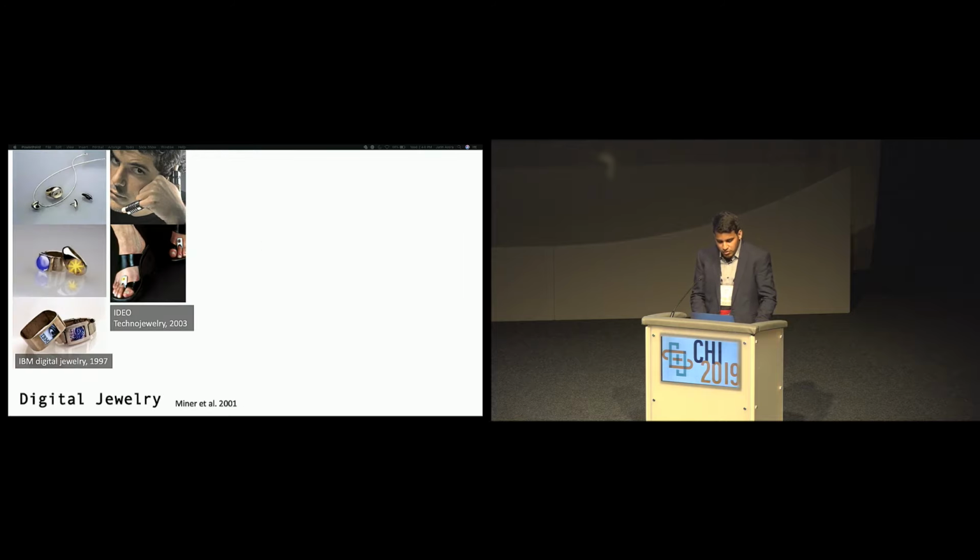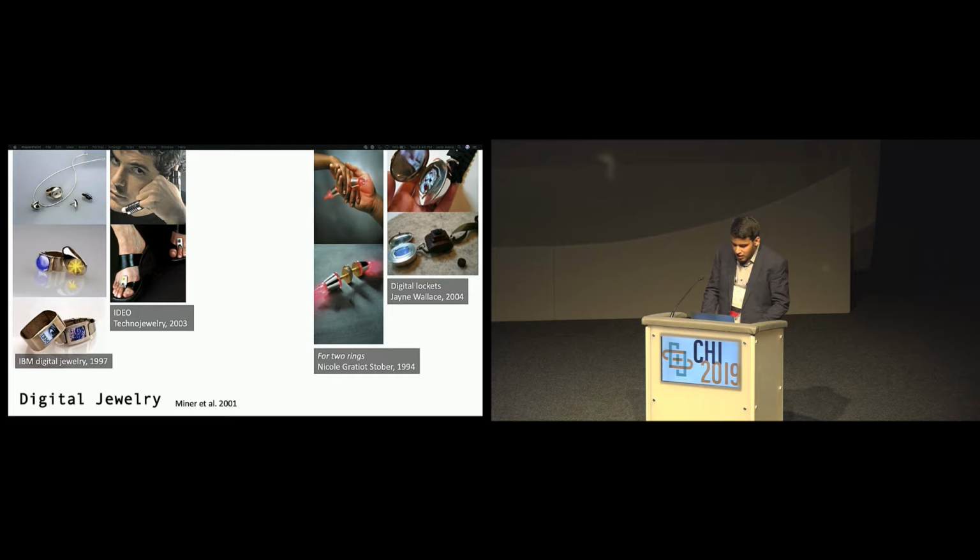So this brings us to the concept of digital jewelry. This idea of adding technology or functionality to jewelry became popular in the late 1990s due to the efforts made by companies like IBM and IDEO, who wanted to create more socially acceptable wearables. For example, IBM created a jewelry cell phone which had a microphone embedded in the nose ring and a speaker embedded in the earring. And IDEO did some similar explorations.